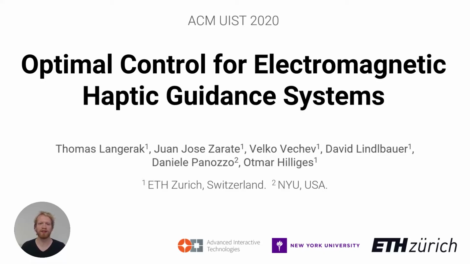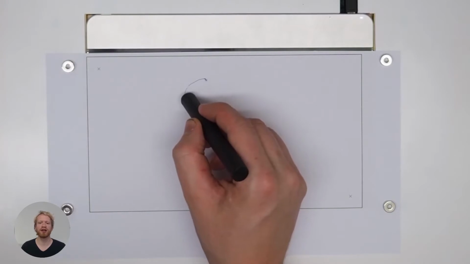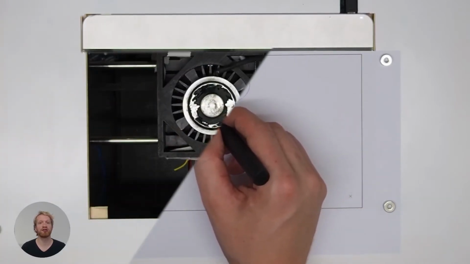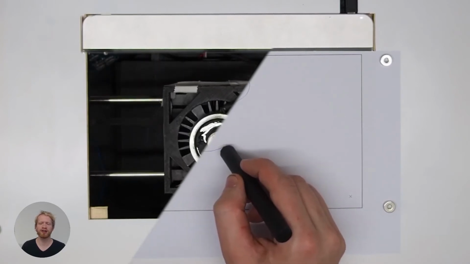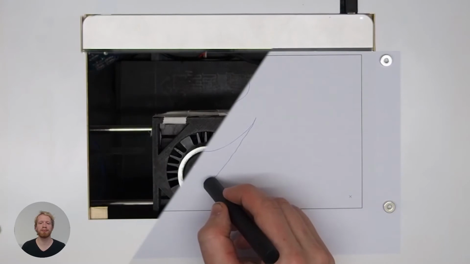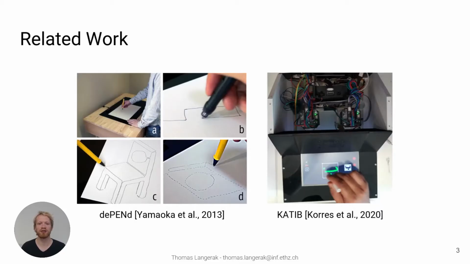Hi, and welcome to my presentation on optimal control for electromagnetic haptic guidance systems. Pen-based interactive systems that feature haptic guidance support users in a variety of applications such as drawing, sketching, writing, or CAD design. Crucially, such systems aim to strike a balance between giving users a strong sense of control and agency.